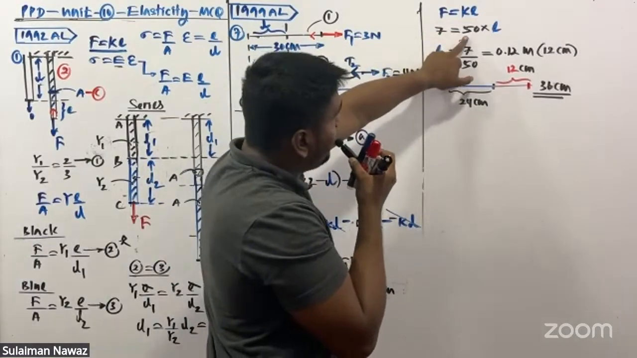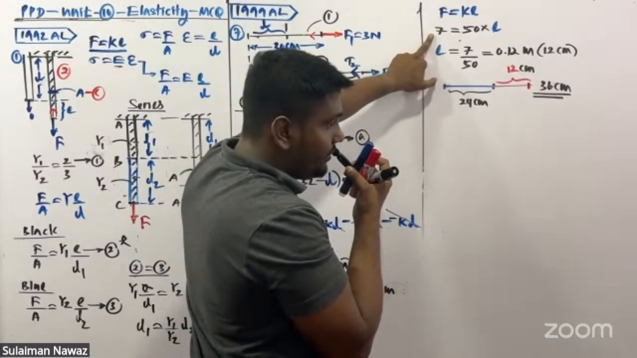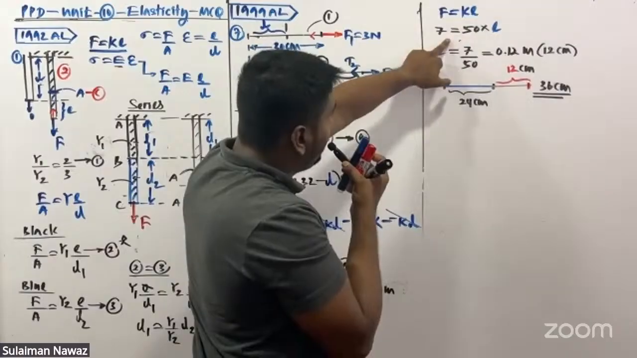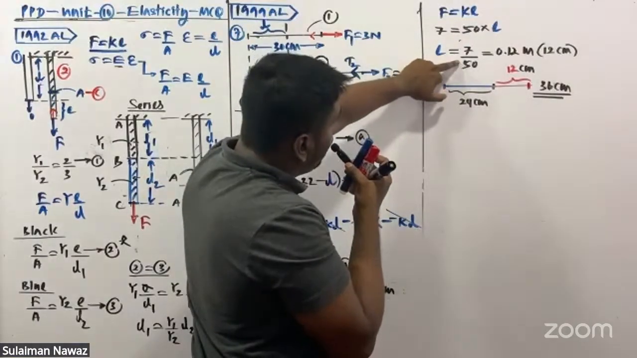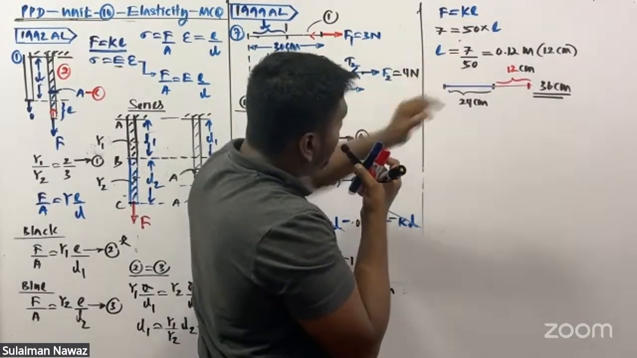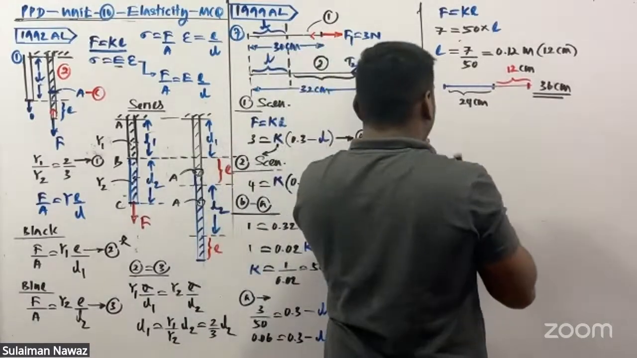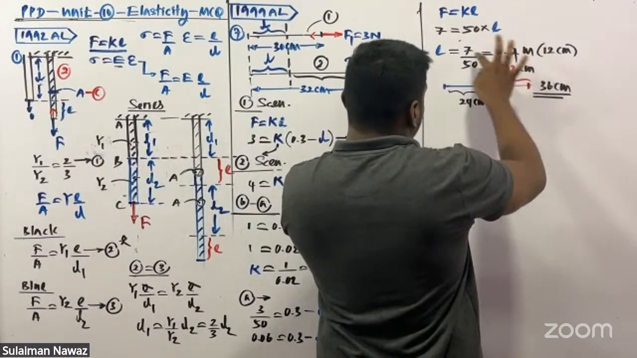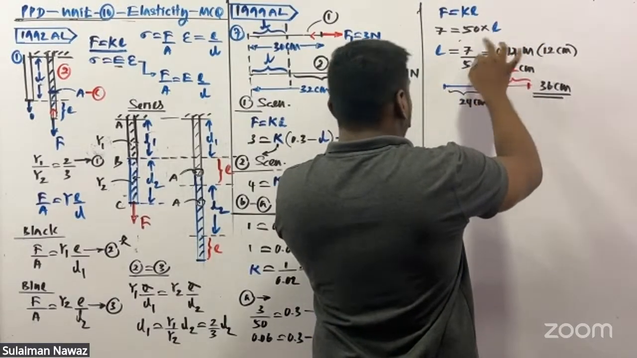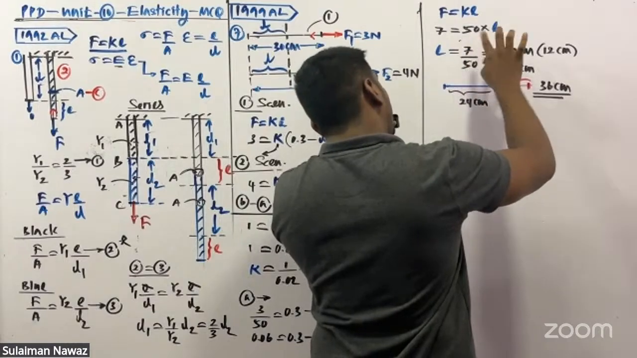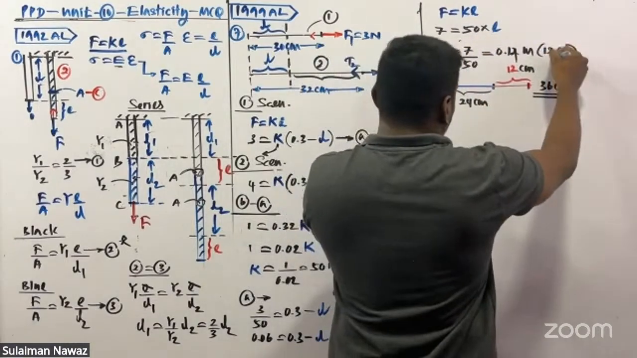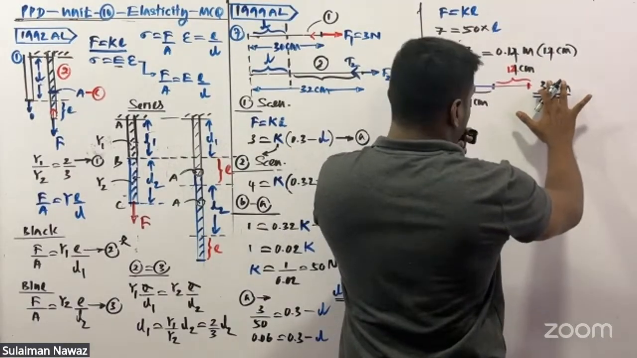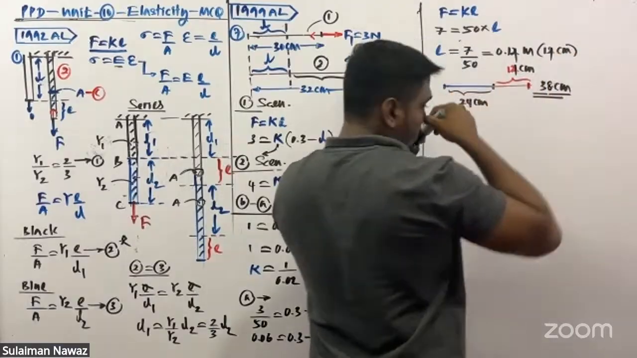The extension is how much? Extension is 7 over 50. Force is this one. Extension is 50. 7 over 50 means how much? Here I made a mistake. It's 1.4. If I make a mistake, tell me. 7 over 50 means here 1.4, which means 0.14, 14 centimeter. 38. That's an answer. Great.